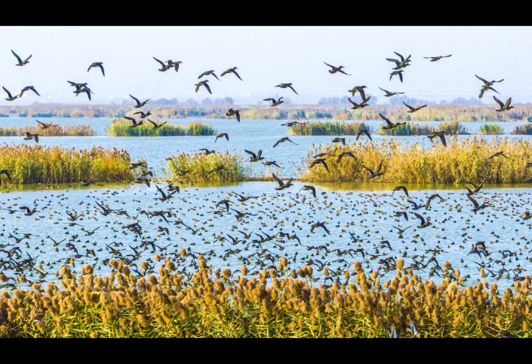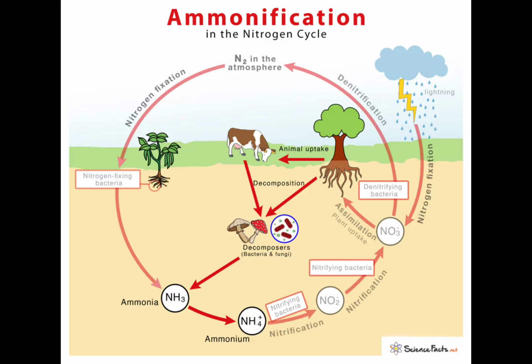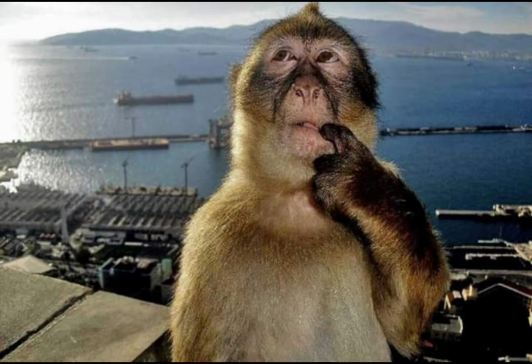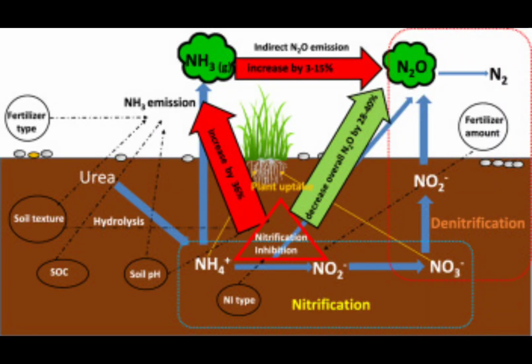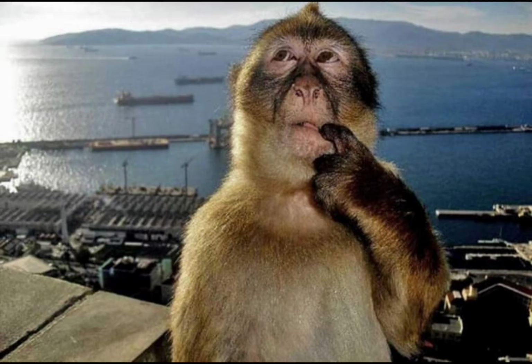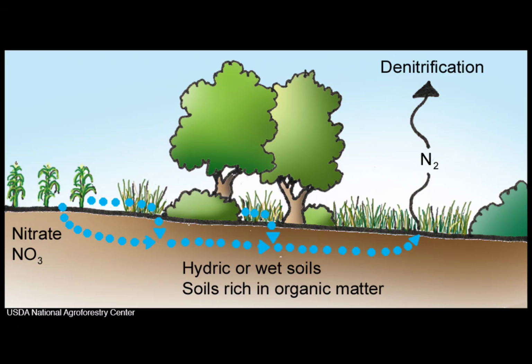denitrification. Wetlands recycle nutrients through ammonification, volatilization, which is ammonia gas released into the atmosphere, denitrification, as I mentioned earlier.